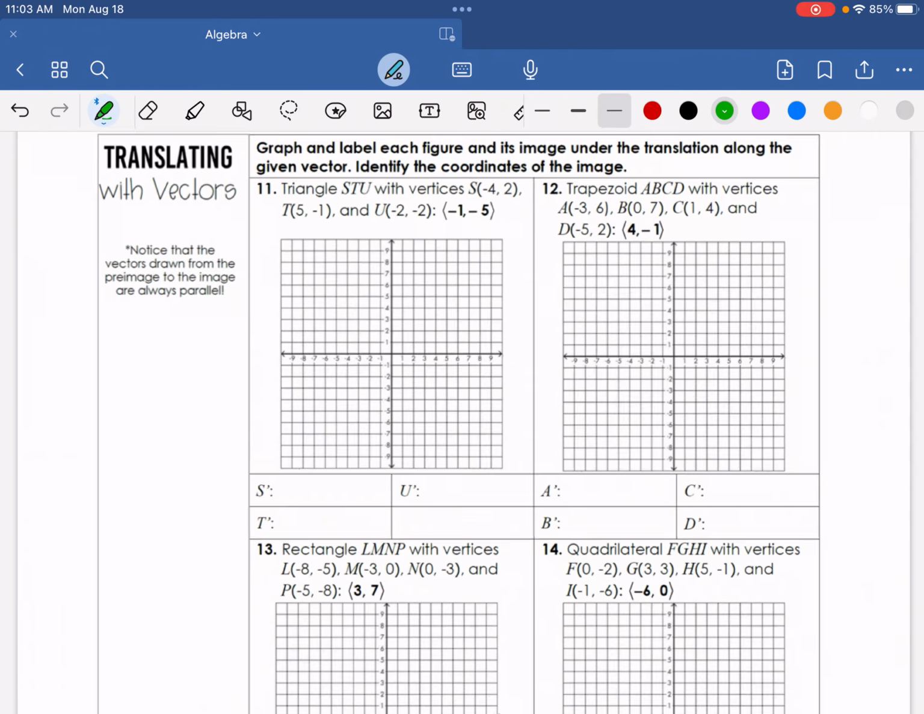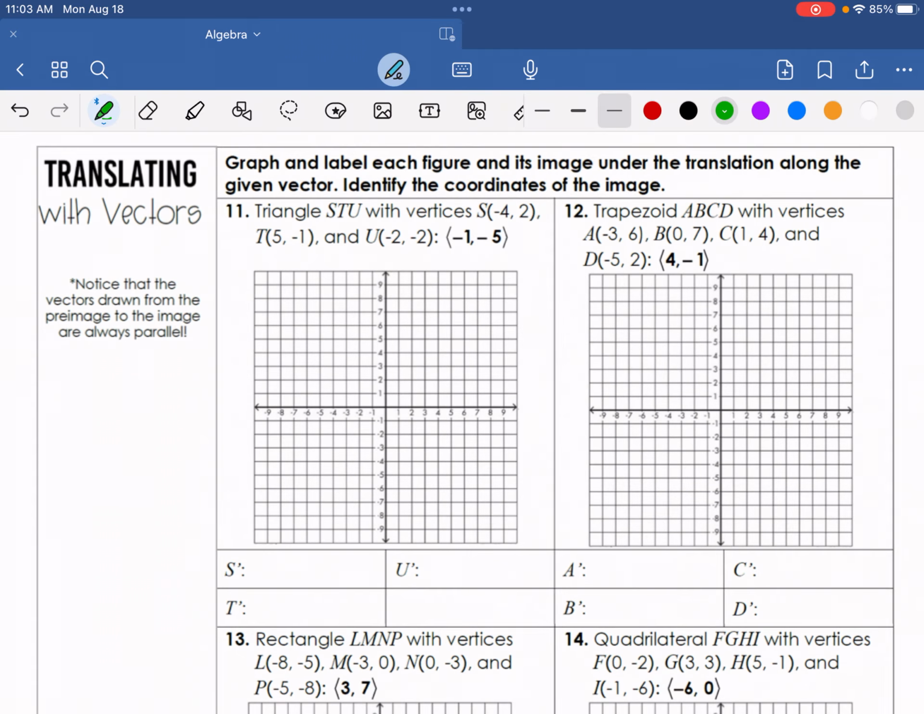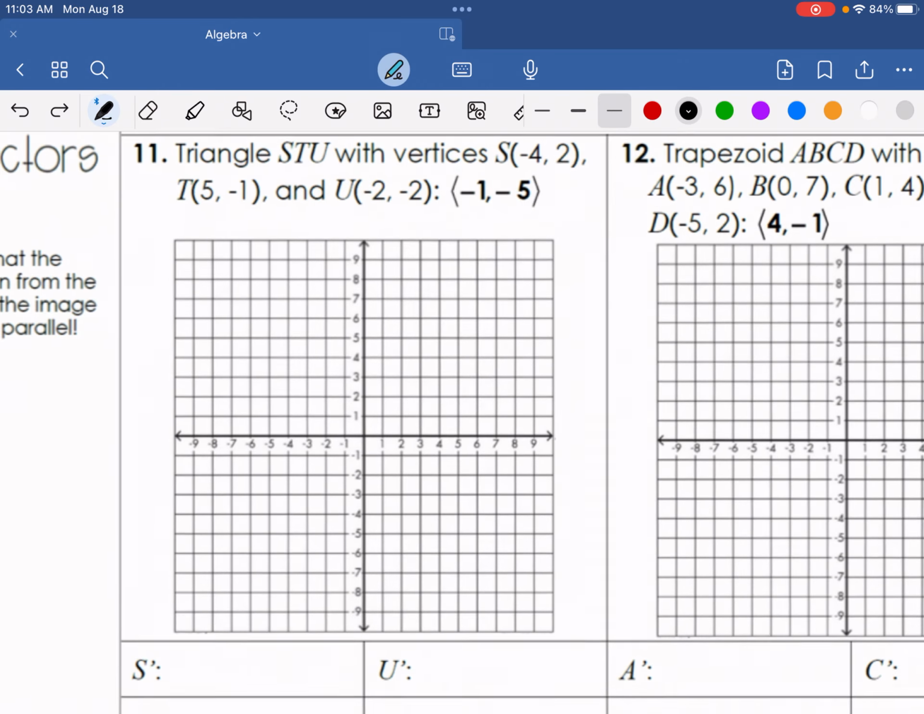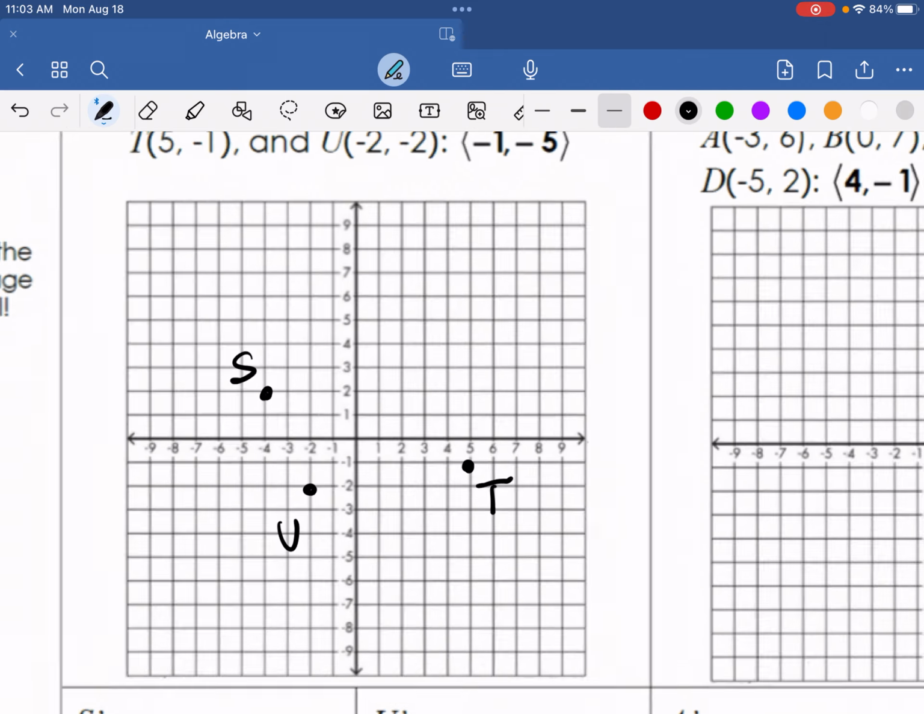For the back, you are going to do the same thing that we did last week. We are going to graph, label the figure and the image, and then give the coordinates. Okay? So S, -4 up 2, label. T, 5 down 1. U, -2 down 2. Okay, connect your points.